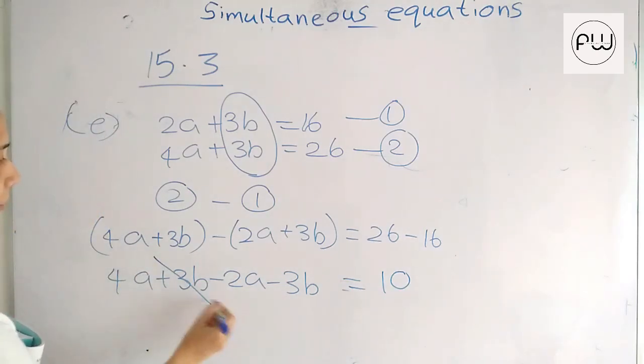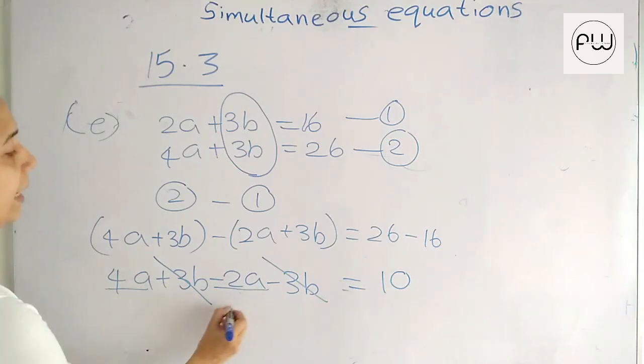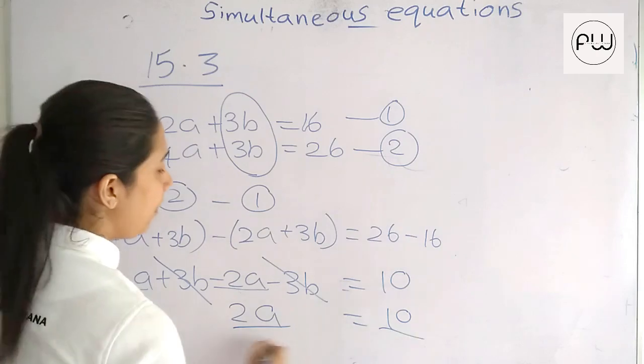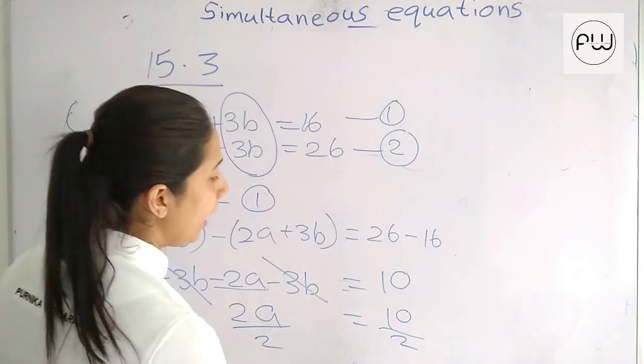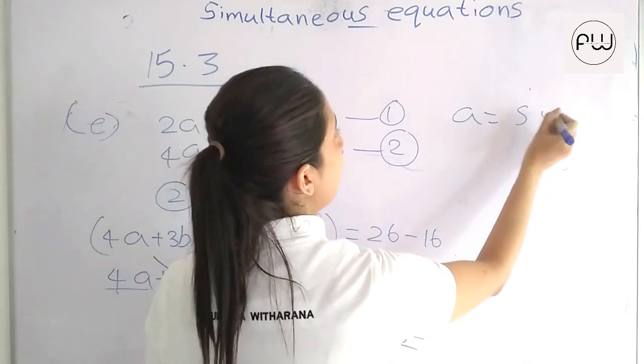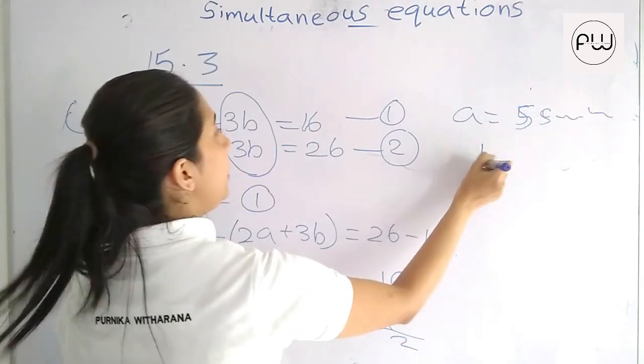Now plus 3b with minus 3b we can cancel out. Now see here, plus 4a and minus 2a, then it becomes plus 2a equals 10. Then we can divide both sides by 2. Then a equals 5. Right, then a equals 5, substitute into one of the equations.